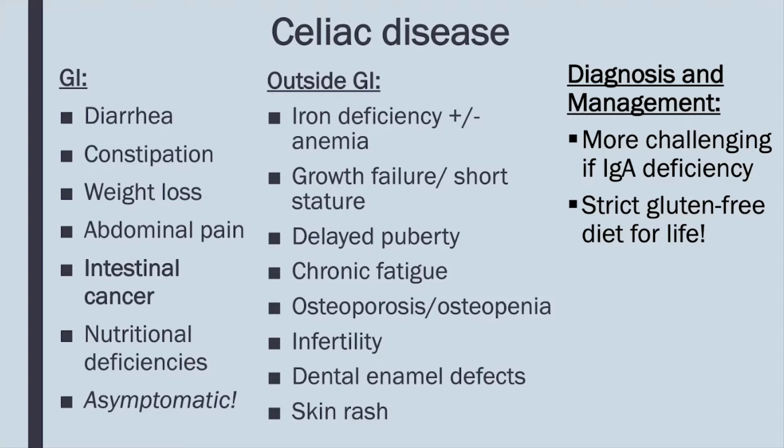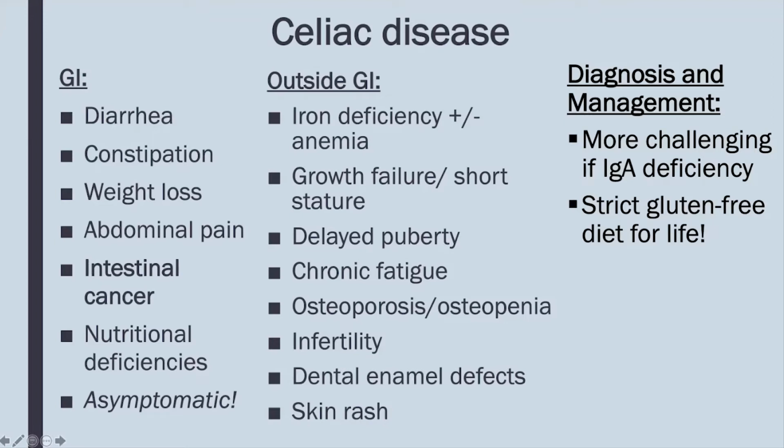In the middle column, you'll notice manifestations of celiac that happen outside the gastrointestinal tract. So these include iron deficiency anemia, failure to grow or being shorter than your genetic potential, a delayed puberty, being chronically fatigued, having weak bones, also known as osteoporosis in children or osteopenia in adults, fertility problems, problems with your tooth enamel, and skin rashes.